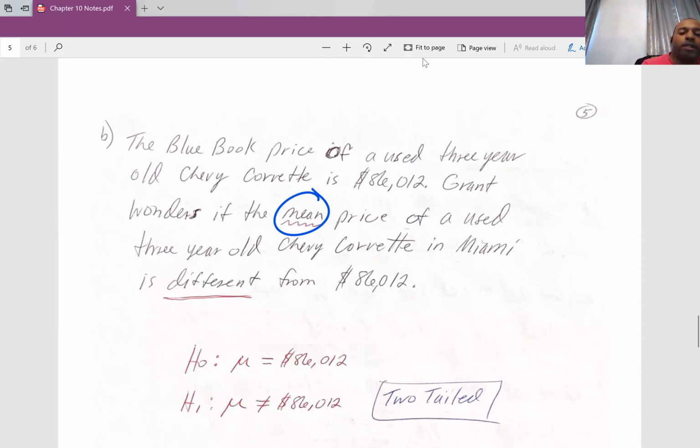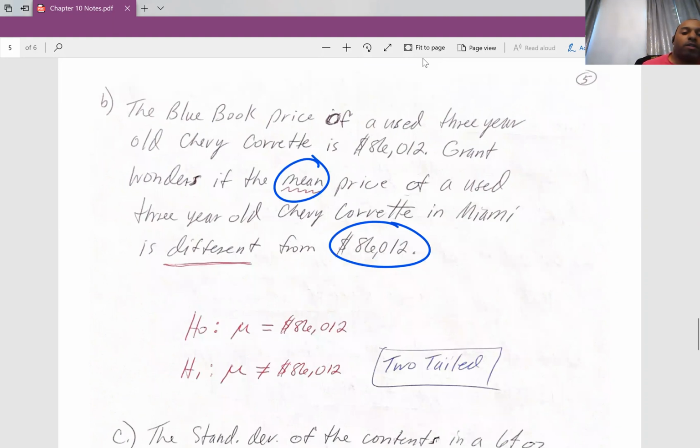Greek letter mu. And then it says different from. Before I go to different, the number that we're going to use in the establishment of our null hypothesis is the 86,012. So that's why we have this. So if I use mu right here, I need to use mu right there. Then if I'm going to use 86,012 here, I need to use 86,012 here. Once again, this is always equal for your null hypothesis.